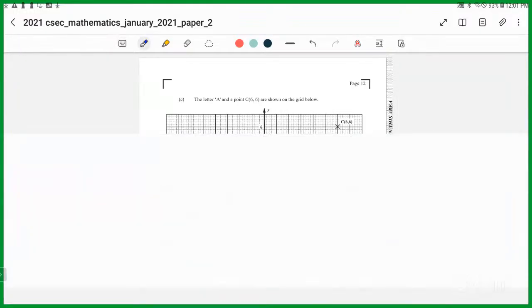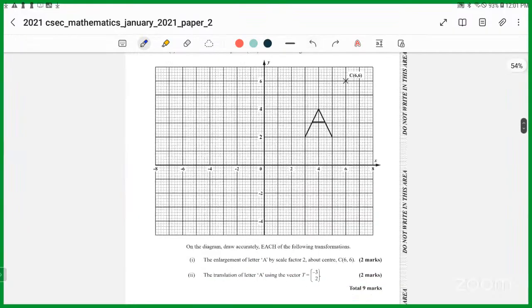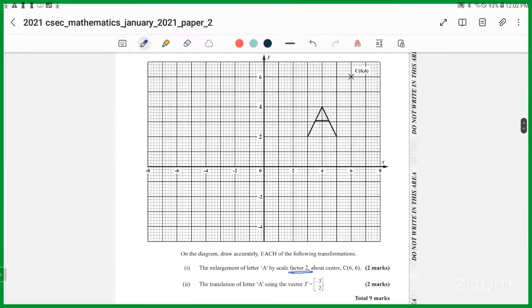Enlargement of the letter A. Remember this question. It says the letter A and the point P are shown. So this is point P and that's the letter A. It says, on the diagram, draw accurately each of the following transformations. An enlargement of letter A by a scale factor 2 from the point P. Remember that an enlargement of scale factor 2 also affects distance from the center point. So you're not only going to draw an A that is twice as large. It has to be twice the distance from here as well.